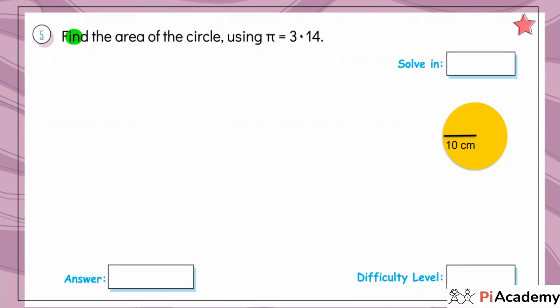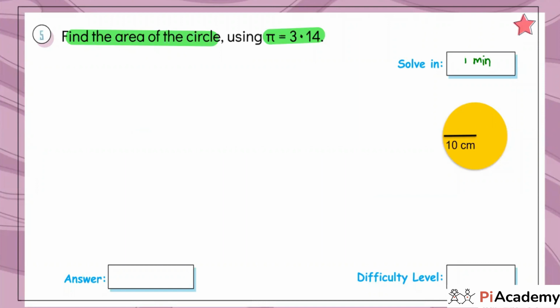Okay, I am reading. Find the area of a circle using pi equals 3.14. So we have to figure out the area. This is an easy category question if you know the formula. So 1 minute is enough for this question.